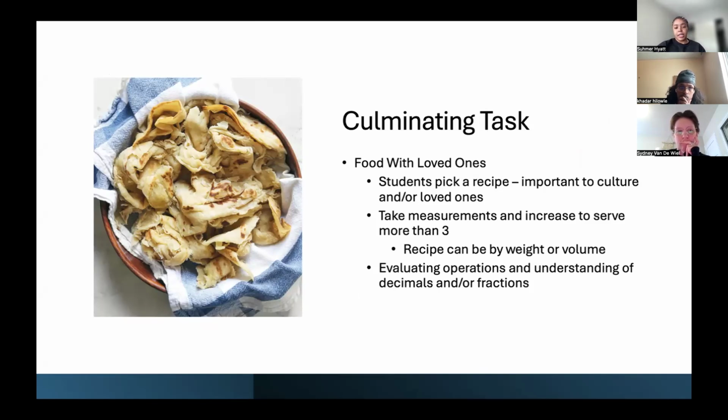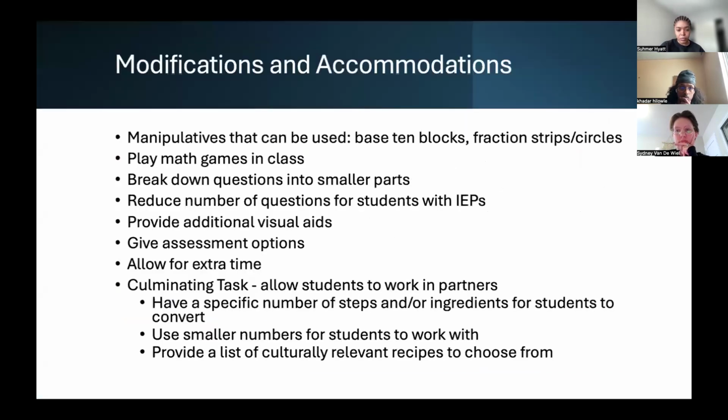So for this one, I would have the students essentially pick a recipe and divide the recipe or multiply the recipe to feed additional people or to feed less people. So these are all my modifications and accommodations. So manipulatives can be used, such as base 10 blocks and fraction strips. Students can play math games in class. Questions can be broken down into smaller parts. So scaffolding the questions allows for them to be less intimidating and as well for them to be easier to be broken down.